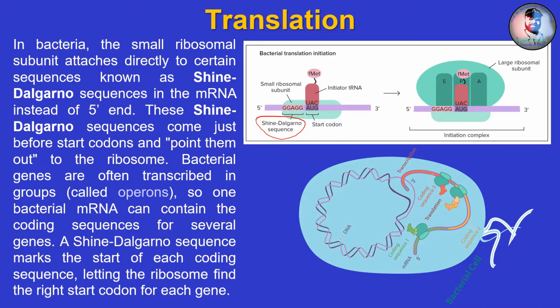Bacterial genes are often transcribed in groups called operons. So one bacterial messenger RNA can contain the coding sequences for several genes. A Shine-Dalgarno sequence marks the start of each coding sequence, letting the ribosome find the right start codon for each gene.